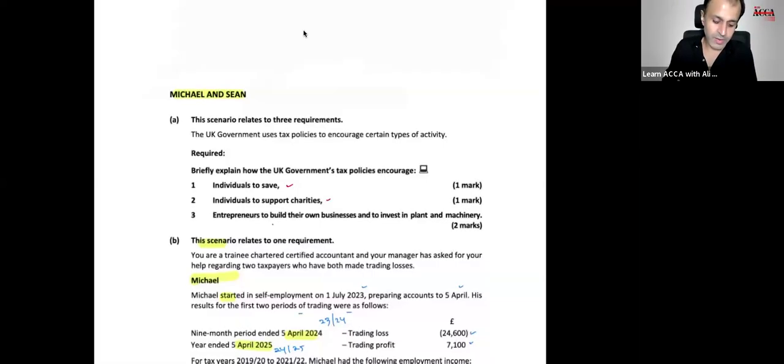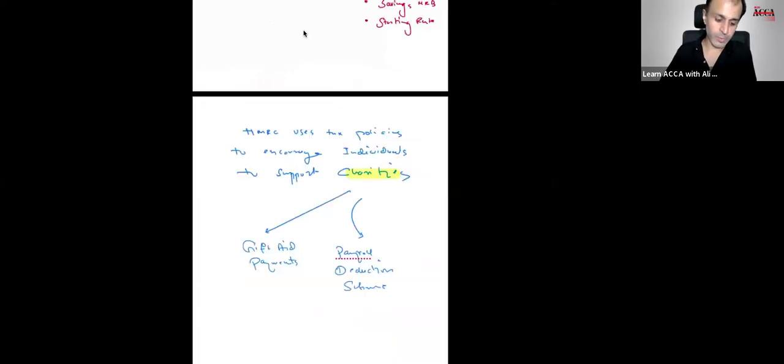Now, the last thing is entrepreneurs to build their own businesses and to invest into plant. What is an incentive to me in establishing my own business? What incentive do I get from the tax because of that? That is what we are supposed to write. Being an entrepreneur, what is an incentive to me today if I set up a business or invest into plant and machinery? What sort of incentive will I be entitled to? This is what we are supposed to write.